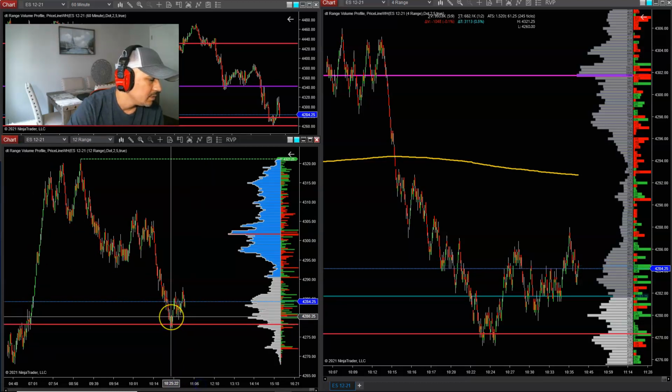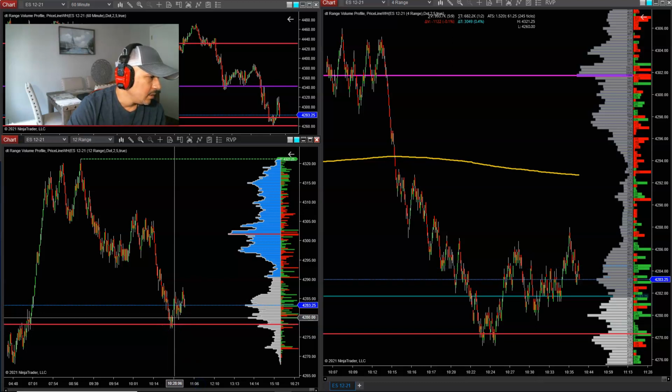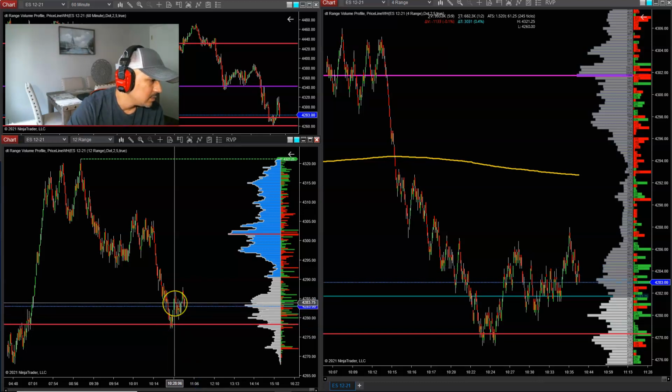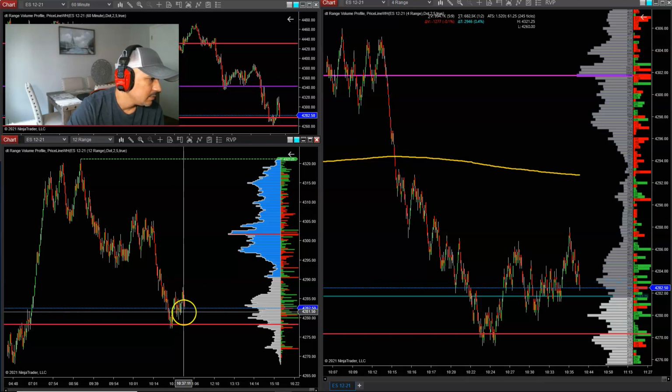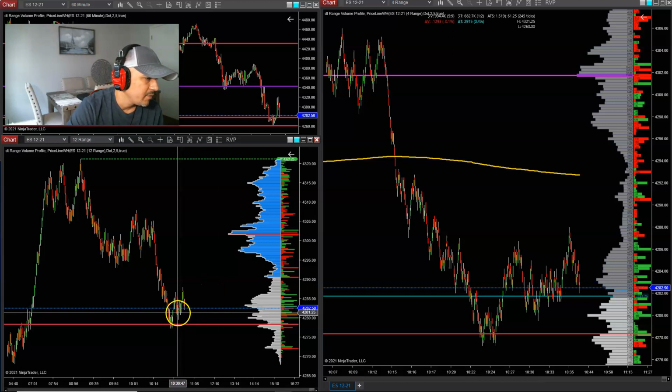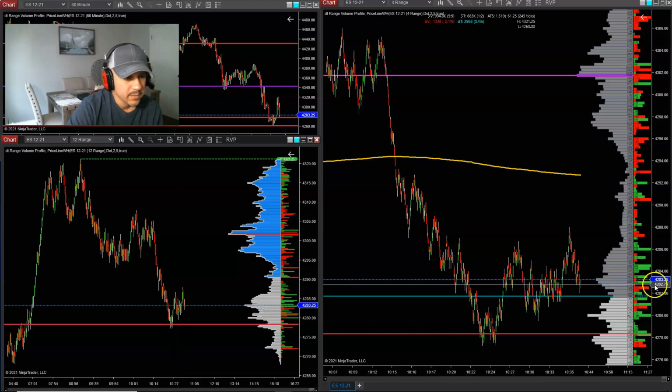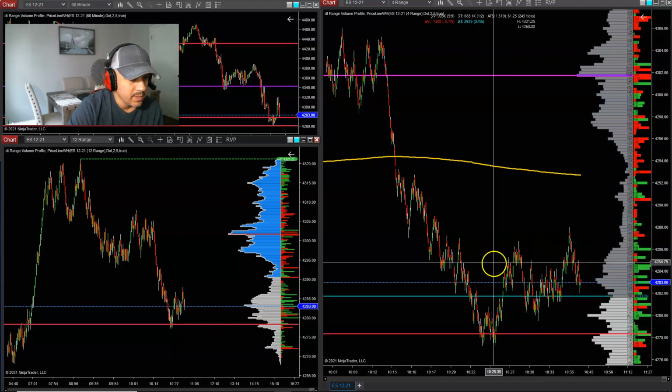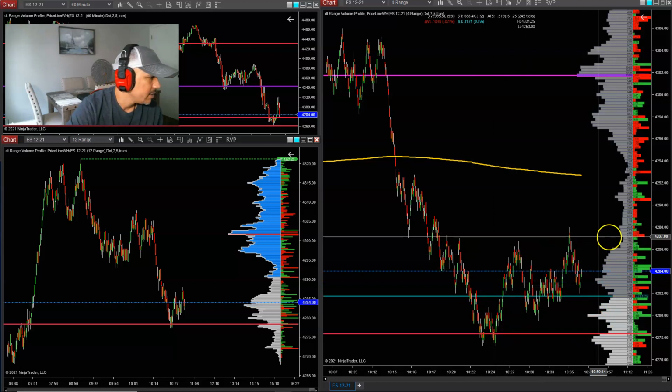Let's see. Yeah, it may come down here and test the low, this low right here, around 42.81. So it's kind of somewhat moving sideways in this area right here.